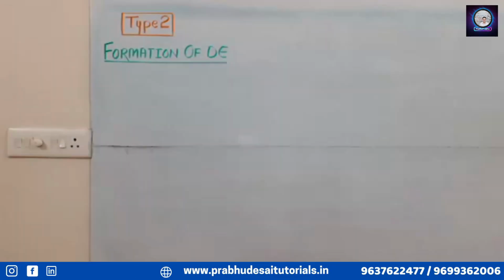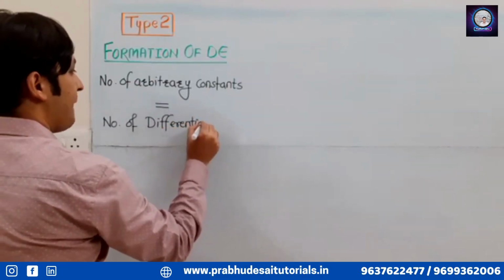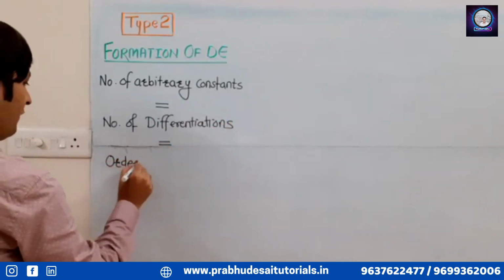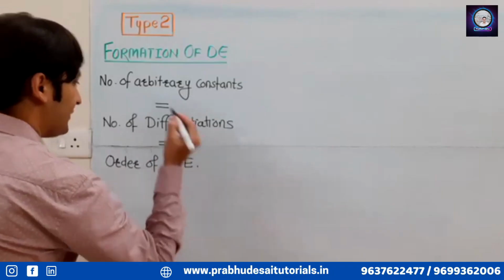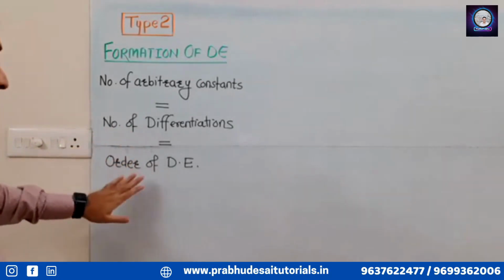ओके ओके येस, चलो. फॉर्मेशन ऑफ डिफरेंशियल इक्वेशन. So what is the note? The most important note we have is: number of arbitrary constants is equal to number of differentiations, means number of derivatives taken, is equal to order of the differential equation. Right? Yes, chalo.